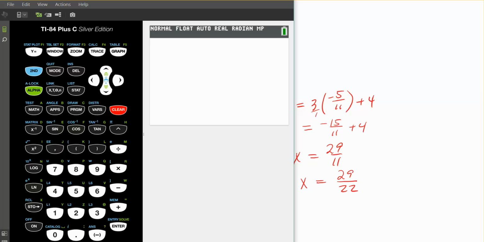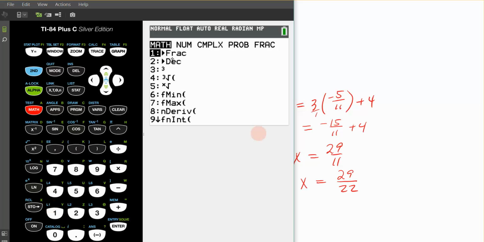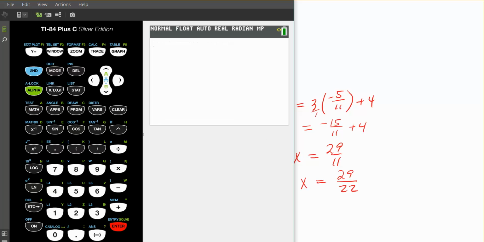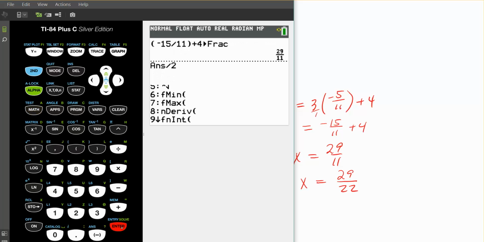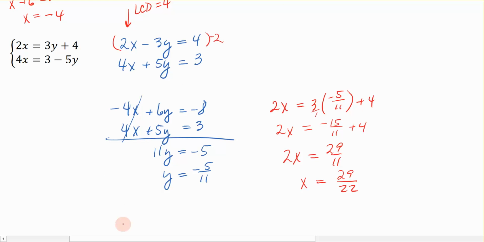So just in case you don't know how to do that on your graphing calculator, if I was to say negative 15/11, and I'm going to add that to 4, and then I do math, frac, enter, enter, it returns for me the value 29/11, which I am now going to divide by 2, and I still want my answer in fraction form, and I get 29/22. So you can do that part in your calculator.